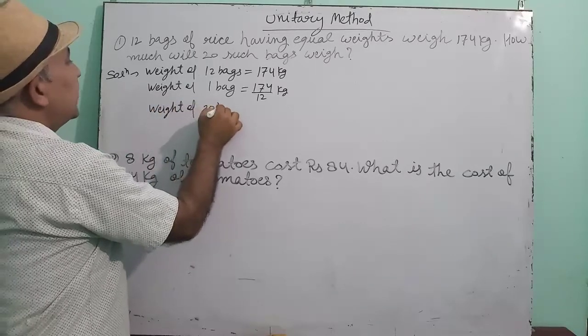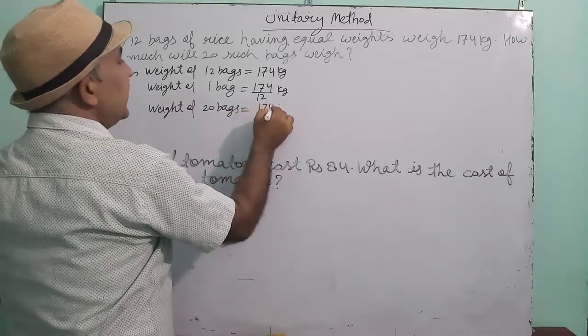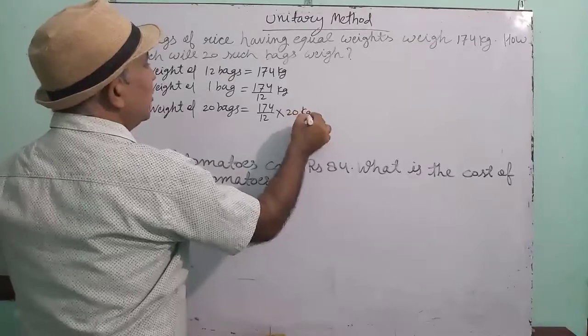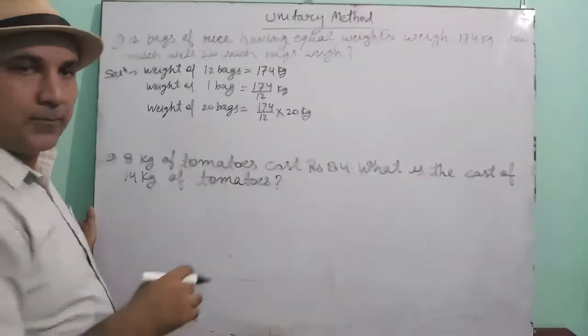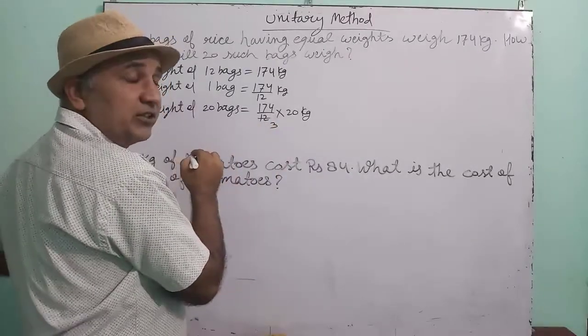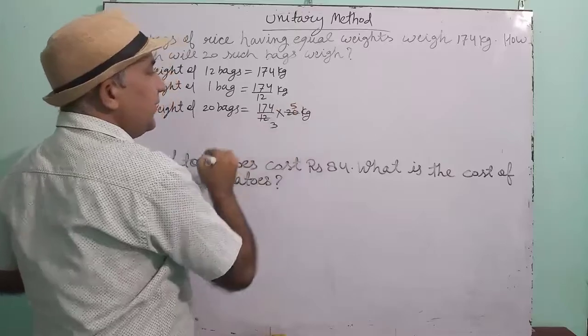Weight of 20 bags is 174 upon 12 multiplied by 20. Now solve and get your answer. See here. 12 divided by 4 coming 3. 4 dividing 20 coming 5.